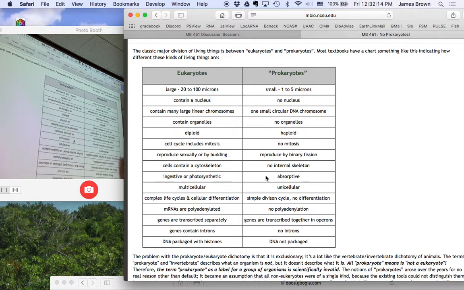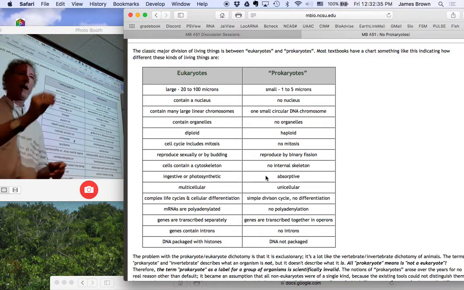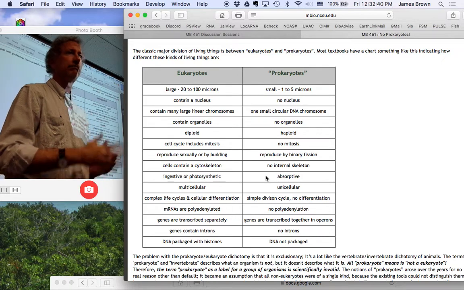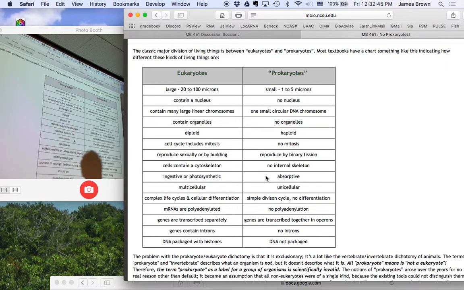So when you use the word prokaryotes, I want you to always put it in quotes because it is a bad biological term. It's like the term invertebrates. What does invertebrate tell you about an animal? It tells you what it isn't, right? It doesn't tell you what it is. I have a couple of aquariums, and you hear people at aquarium shops talk all about how such and such a process or solution is good for invertebrates. What kind of invertebrates? It doesn't mean anything. All that means is that it's not good for fish, usually.